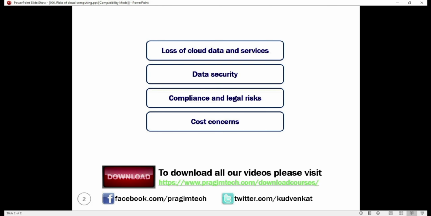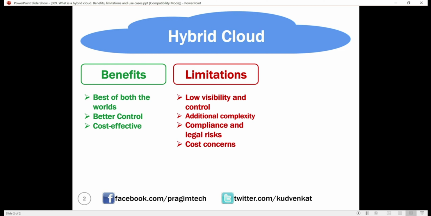Compliance and legal risks. Since you don't have much visibility and control over the public cloud infrastructure, you're relying on the public cloud service provider to protect data and adhere to local and international regulations. Your company may still be liable if the public cloud service provider fails to live up to the task and if there is a data breach. Cost concerns. If you use the public cloud resources for a very long time, the overall price tag may be higher than what you have anticipated.